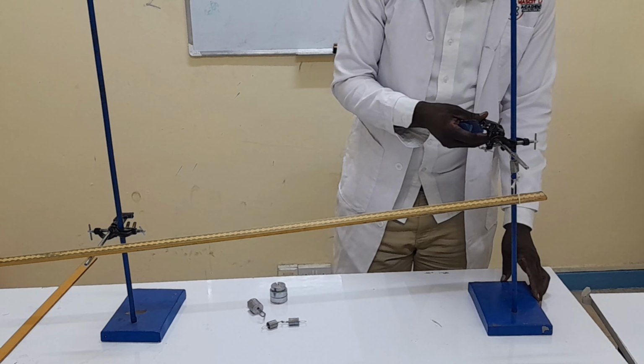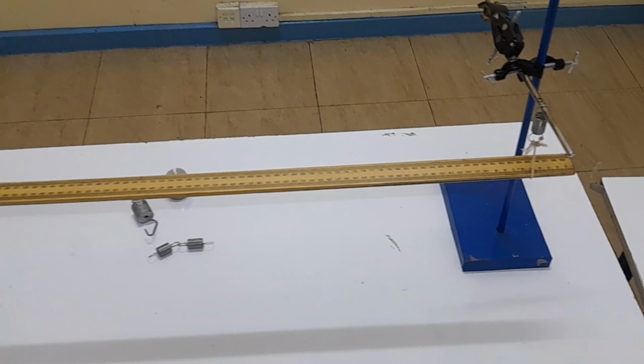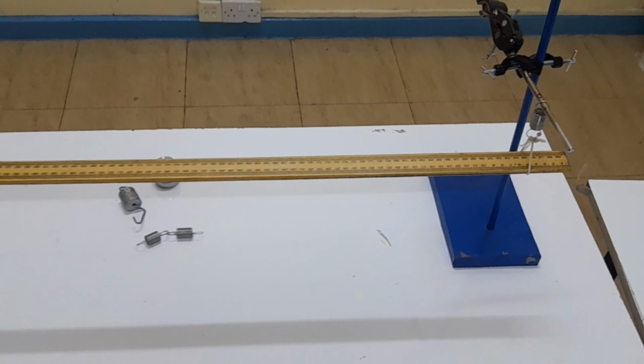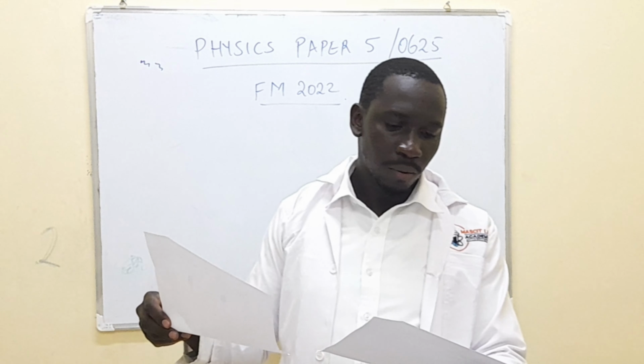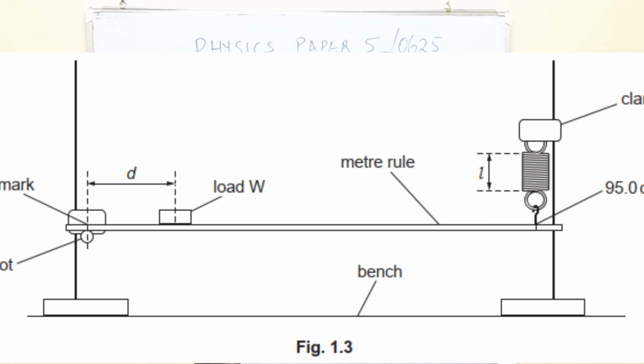Place the load W, which has been given and is labeled W, on the meter rule with its center at a distance D equal to 20.0 centimeter from the pivot. Ensure that the meter rule is horizontal by adjusting the clamp that holds the spring. So the diagram is there. We continue to read the question so that we understand. Maybe there's a part where we're supposed to do practical. That's why you need to read all the questions.